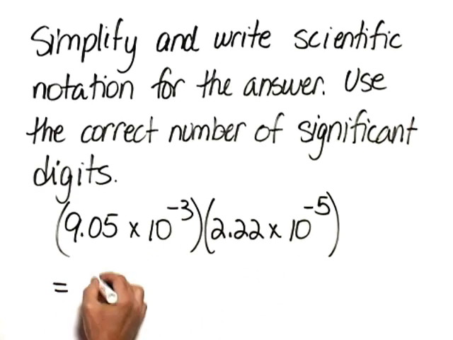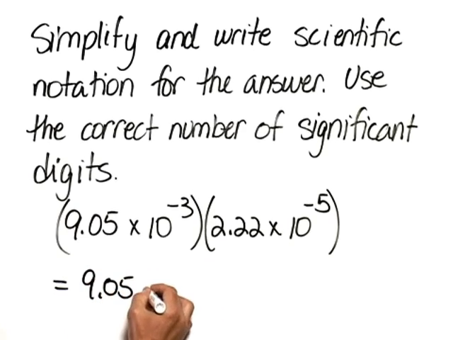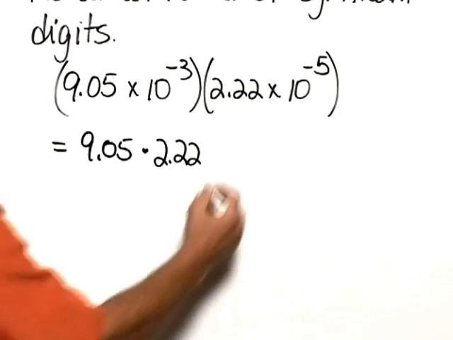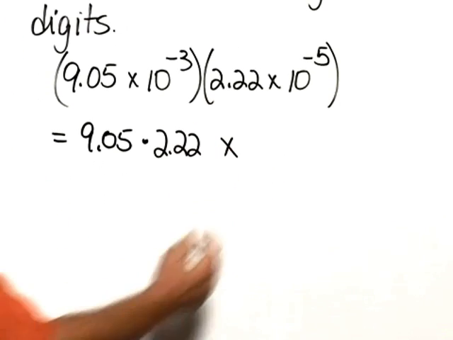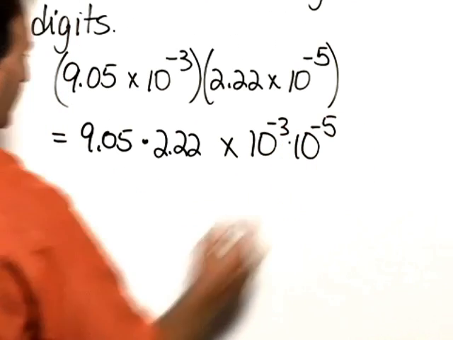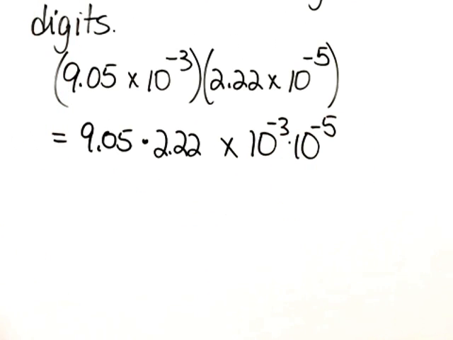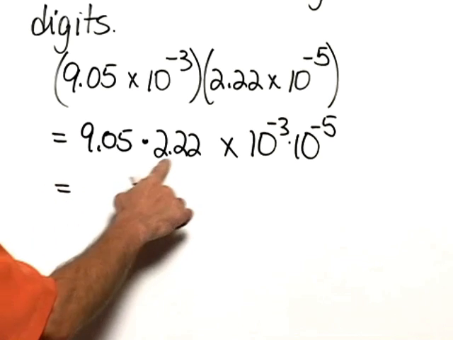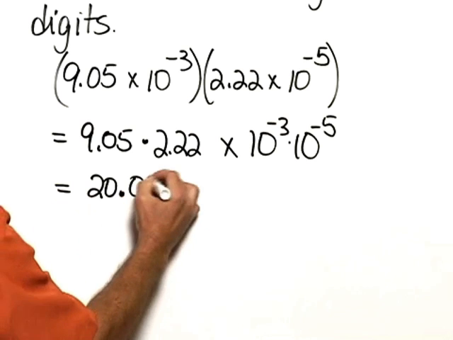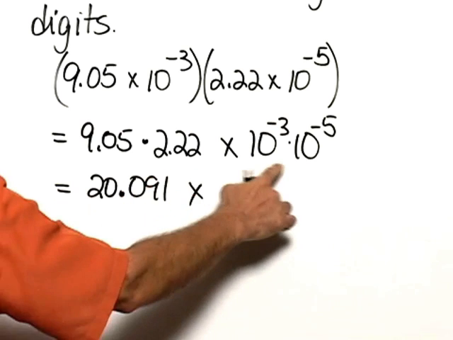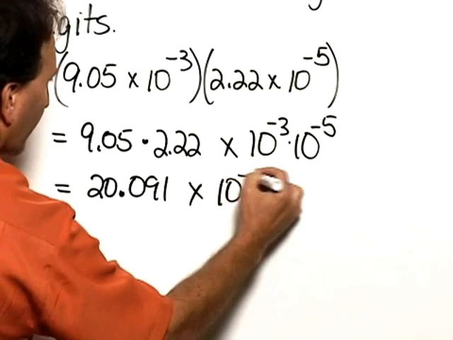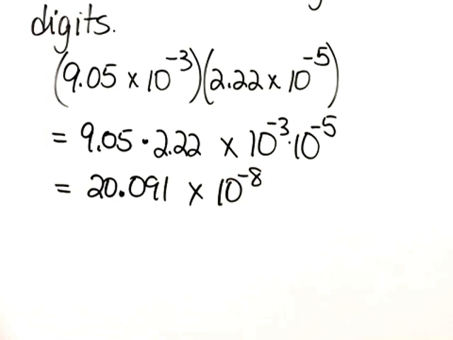So this would be equal to 9.05 times 2.22 times 10 to the negative 3 multiplied by 10 to the negative 5. When we multiply these two numbers together, we get 20.091. And when we multiply powers of 10, you actually add the exponents, 10 to the negative 8.